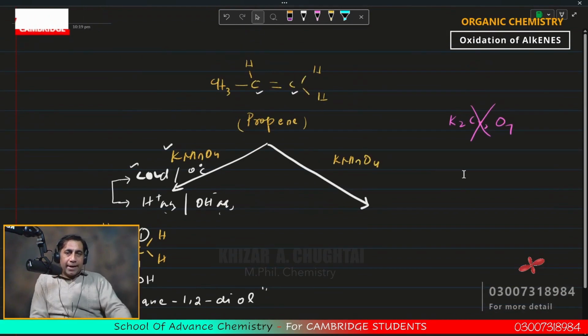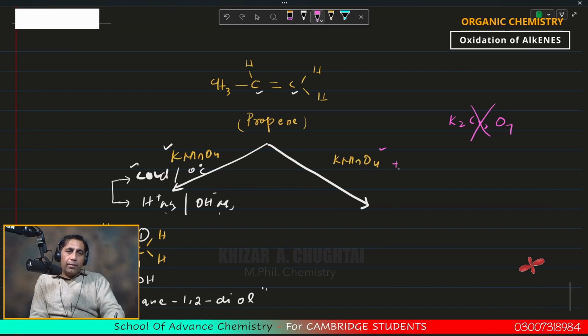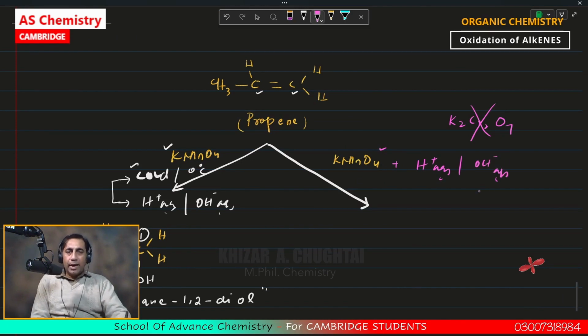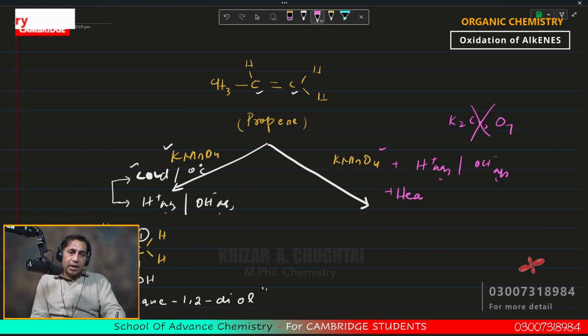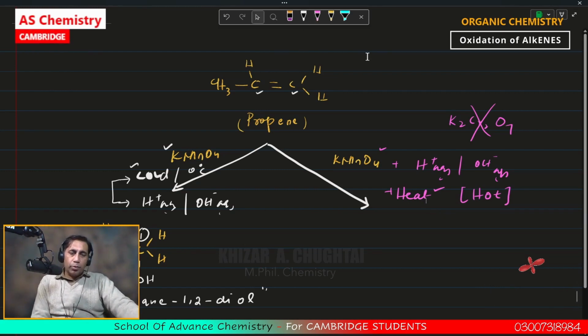Come towards the second option. In the second option, I am going to add KMnO4, and I can also add acid or alkali. I mean, either alkali or acid can be used, and this time I am going to heat it. So this is called hot condition, not cold condition. So if I heat it this time, what will happen? It's an important thing. It is one of the most often asked questions. What will happen if we heat this alkene?